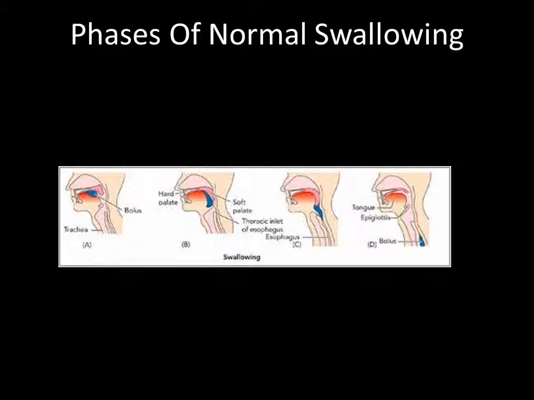Then there's what's called the oral phase. So this is after the bolus has been formed and the individual is moving that bolus to the back of the mouth and you're getting ready to swallow. So that's the oral phase. There's movement in this phase. The tongue elevates, pushes against the hard palate, and moves the bolus to the back of the mouth.